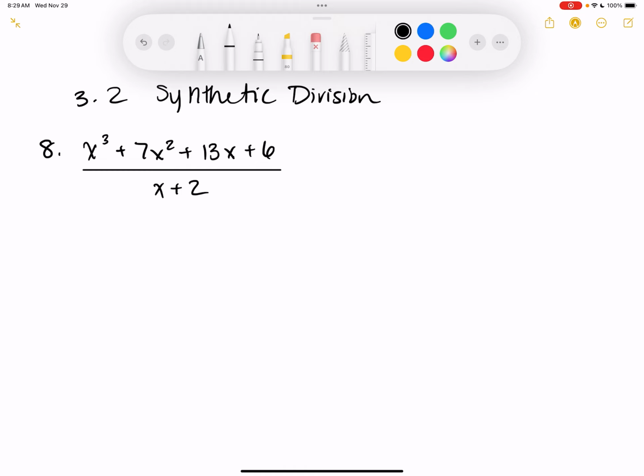If there was anything in front of x, or there were any other x terms, we could not use synthetic division. Synthetic only works in scenarios that look like this. So what we do is we take the opposite sign of this number that's here. So in this case, it's going to be a -2. And we put it in a box.